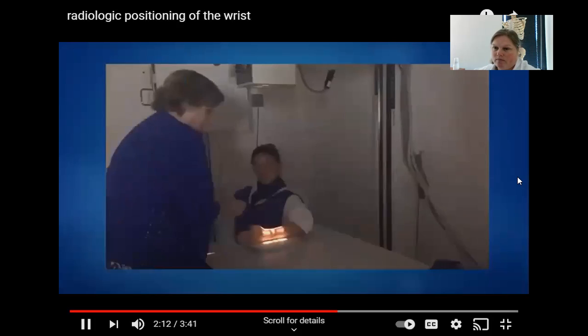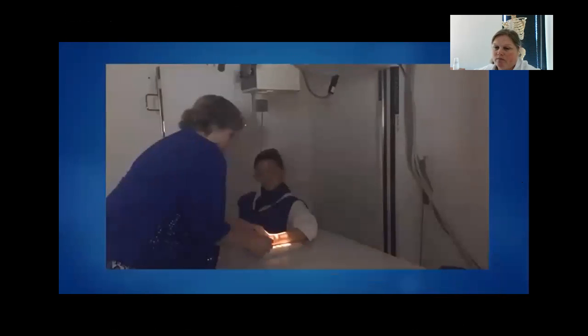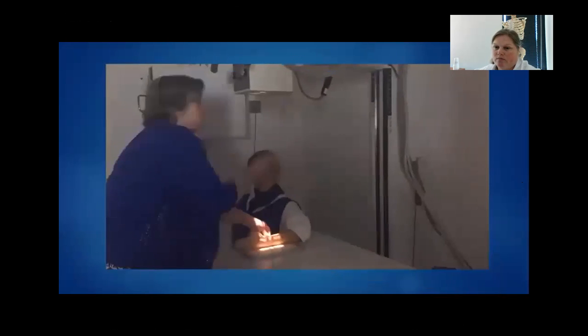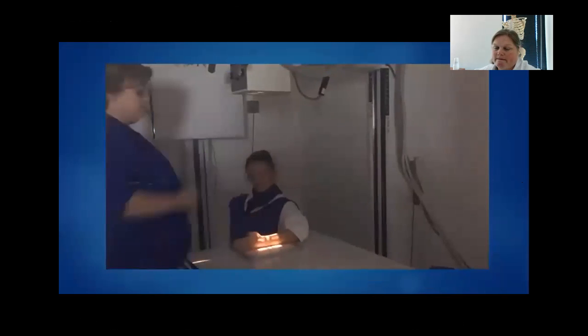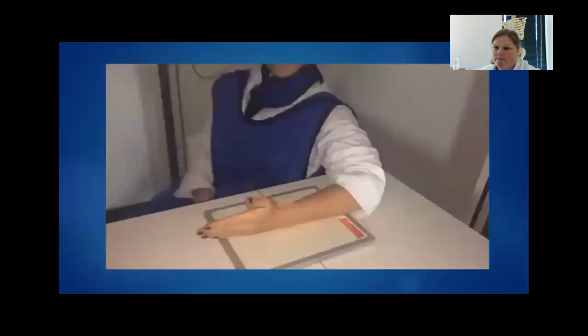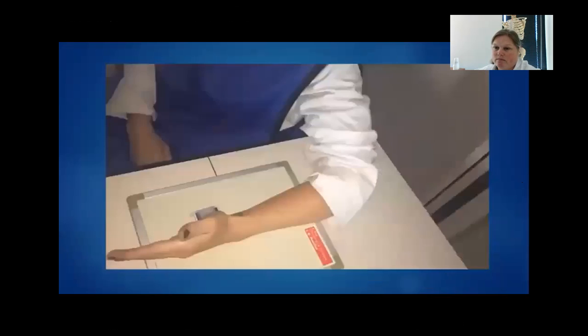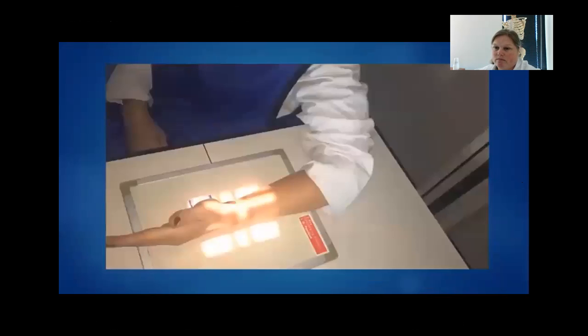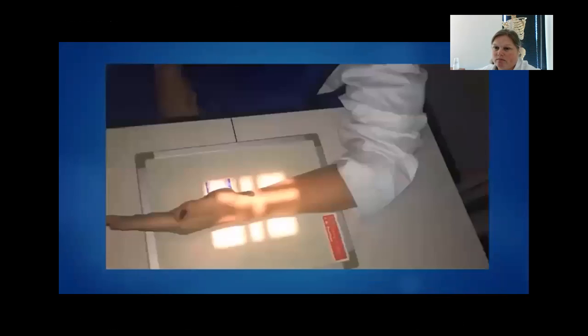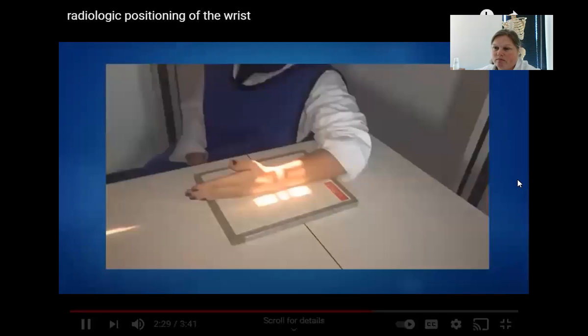Straight up and down like a karate chop. Important on this one is to check styloid processes, make sure they're on top of each other. And that's our 3 views for the wrist.